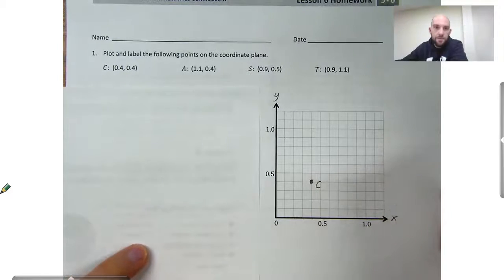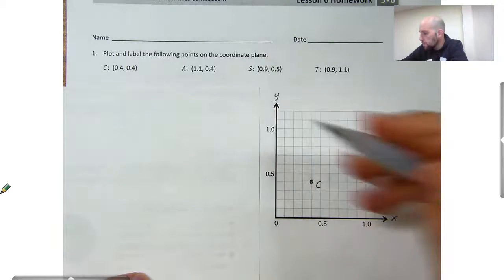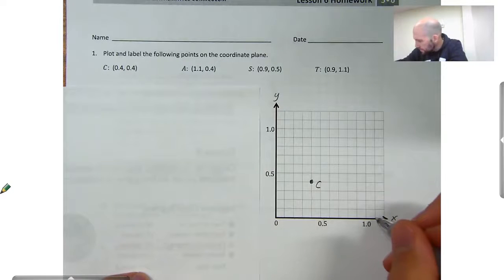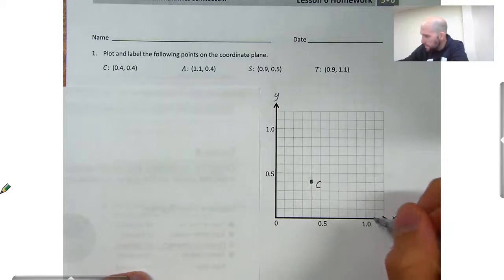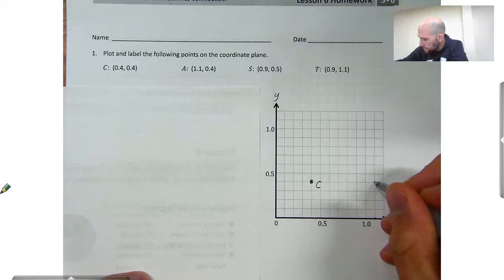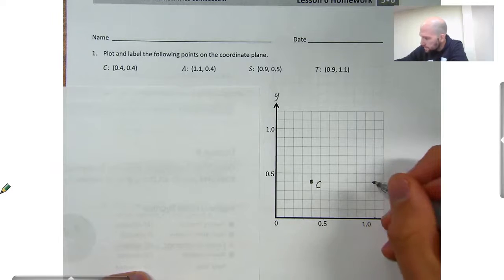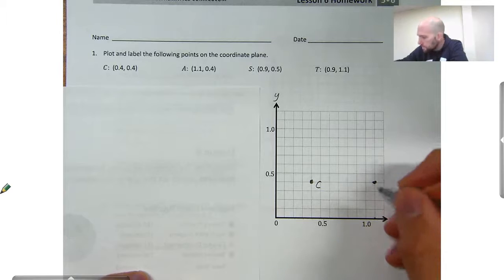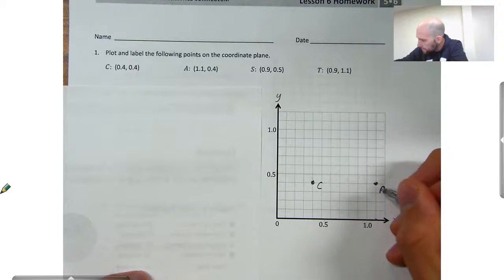Next we have 1.1, 0.4. So point A is going to be 1.1, which is all the way over here. We have 1 and then another tenth, and then 0.4, 4 tenths. So that's going to be right here on the same y value as C. This will be point A.